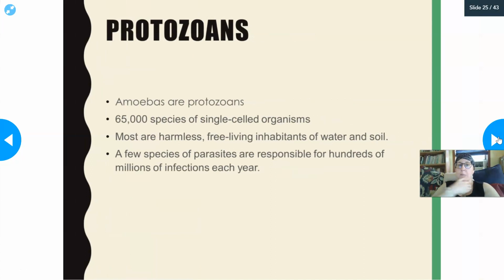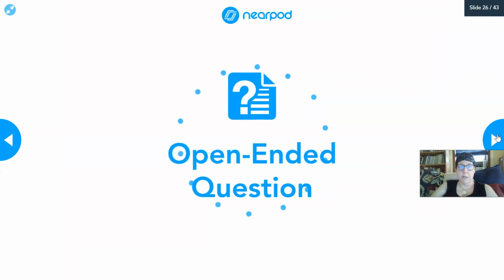And so, amoebas are protozoans. These are our single-celled organisms, and there are 65,000 of these protozoans, different species. So Naegleria fowleri is one of 65,000 of these species. Most are harmless, and they are free-living inhabitants of water and soil, which means harmless. That means they will never cause any kind of problem for you. They're supposed to be there in the soil and in the water, and they're part of the ecosystem. There are a few species of parasites that are protozoans, but they are responsible for hundreds of millions of infections each year, especially in third world countries and countries where they do not have access to clean water that has been treated like we have here in the U.S. And also where there's not good sewage, so poor living conditions basically.